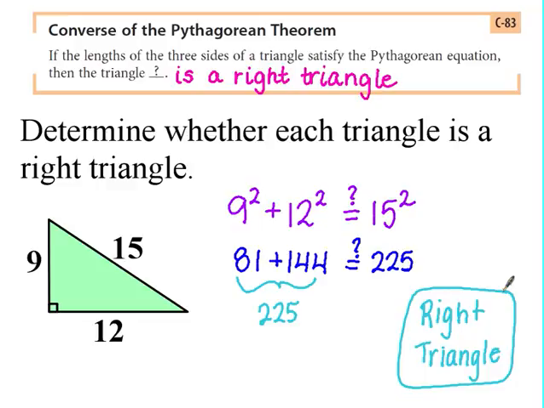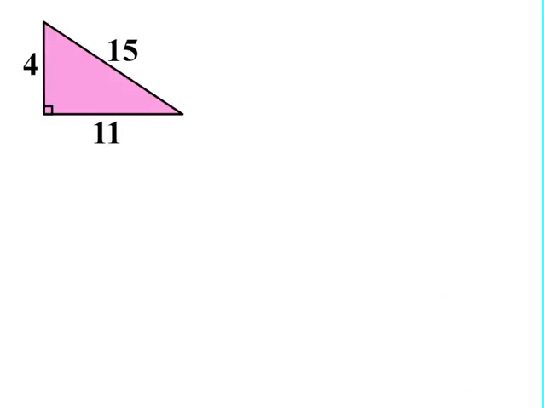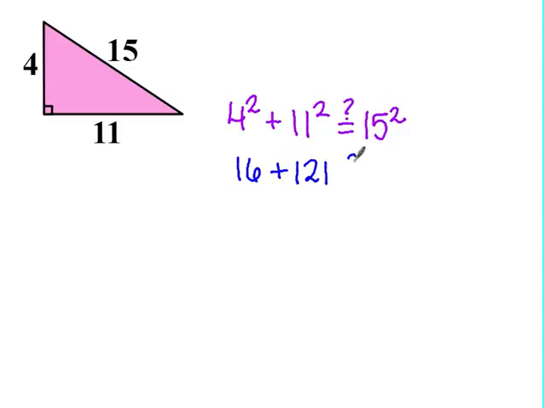Okay, pretty straightforward. Let's look at another one. 4, 11, and 15. So what we're going to do: 4 squared plus 11 squared, does that equal 15 squared? So 4 squared, you know, is 16. 11 squared is 121. Does that equal 225? And the answer is no. So this is not a right triangle.